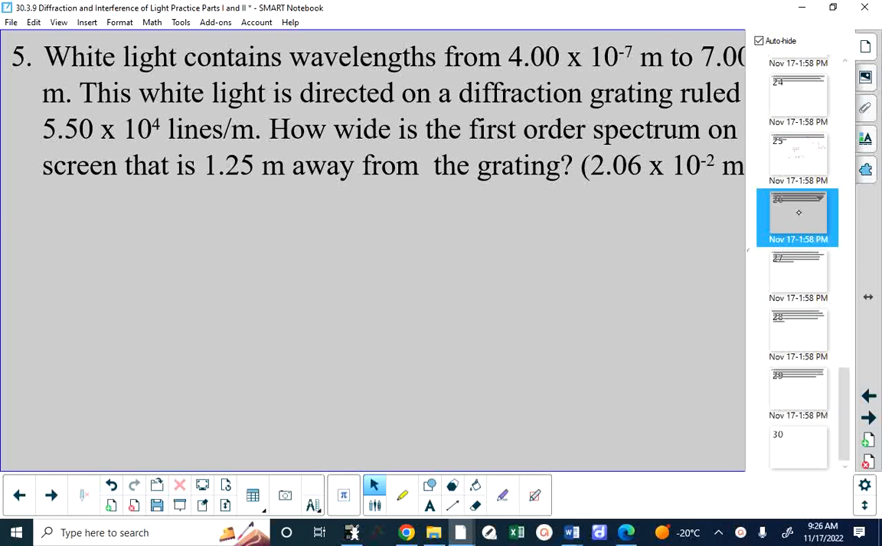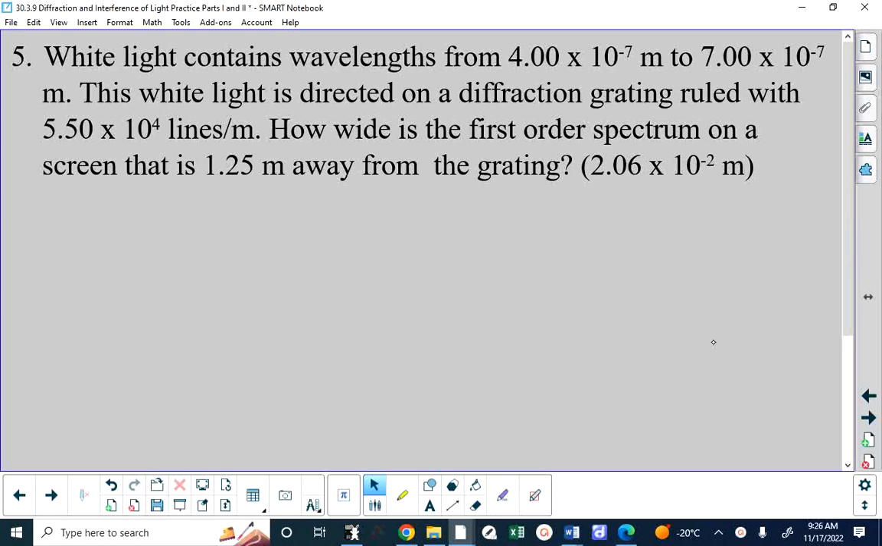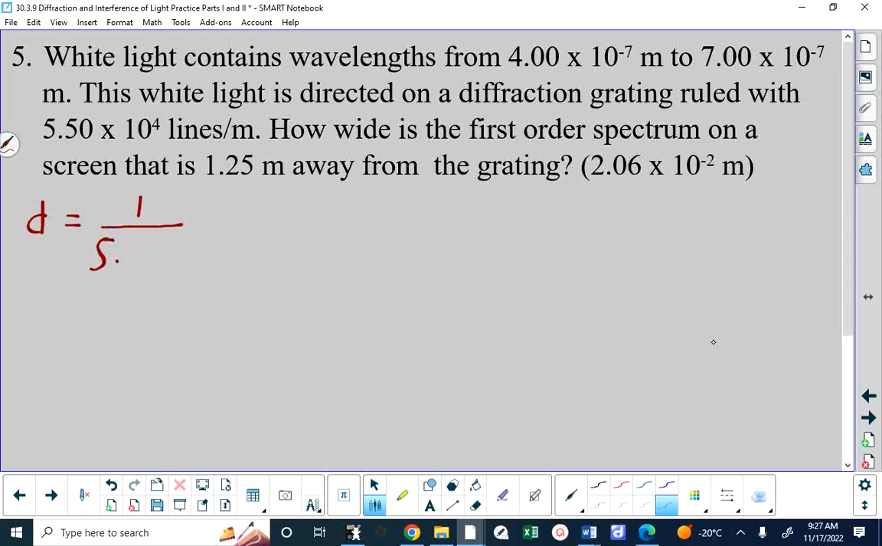White light contains wavelengths from 400 nanometers to 700 nanometers. This is something we know already. We direct that white light on a diffraction grating ruled with a certain number of lines per meter. The thing that we learned yesterday is that D, which is necessary to do any calculations with this stuff, is found by taking the reciprocal of that number, and that will end up giving us a value in meters. I'm not going to worry exactly about what that is yet. Let's get to the physics of this question, not the math.